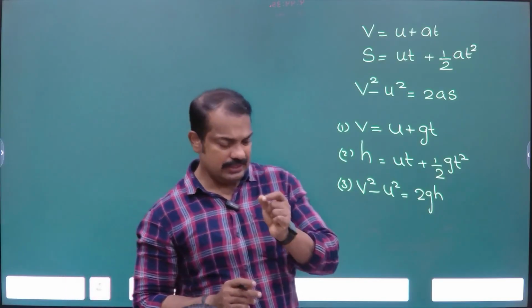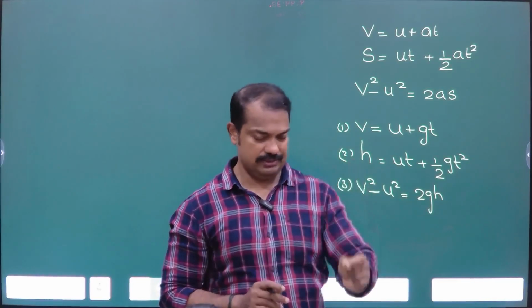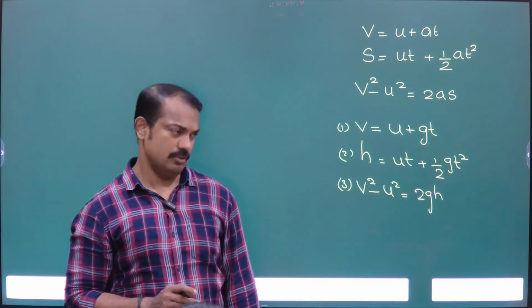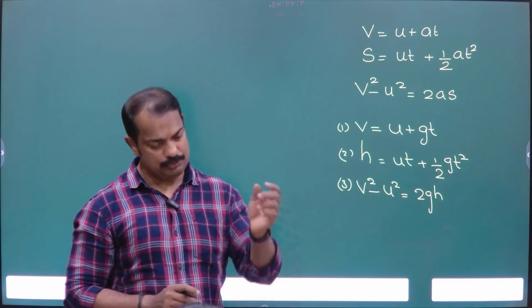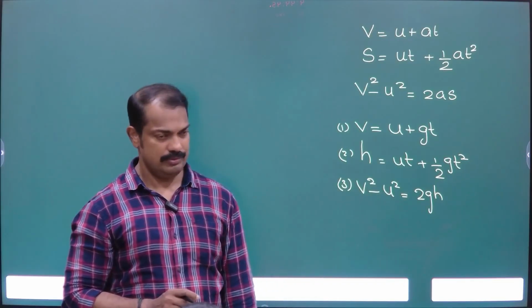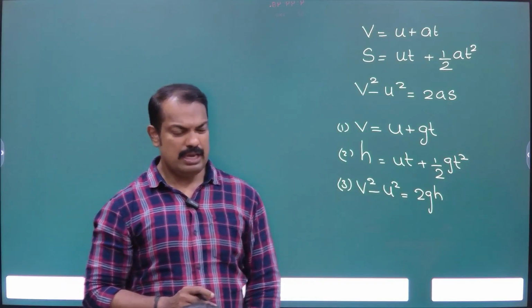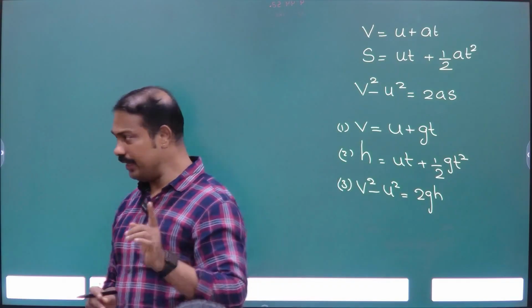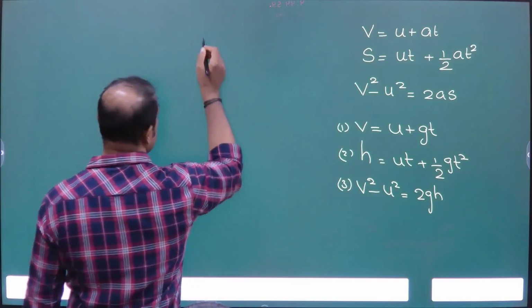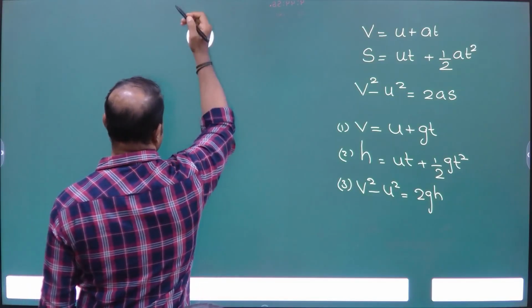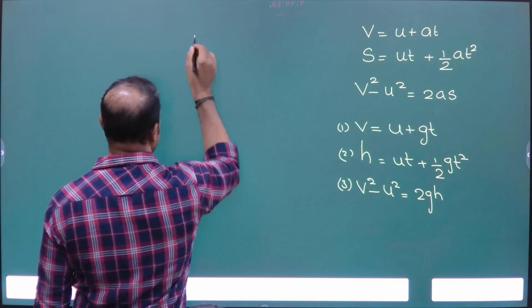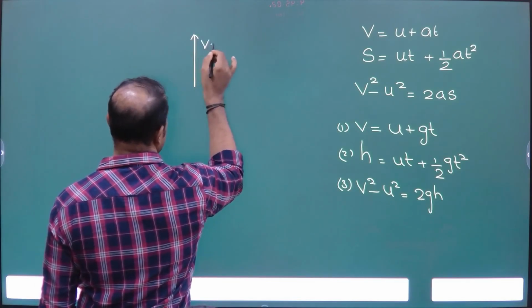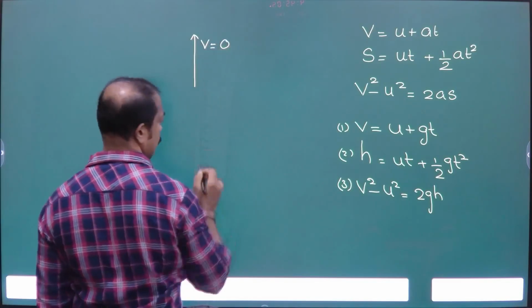If an object starts from rest, means U equal to 0, comes to rest. Same way, if an object is thrown upward, in this case, at the highest position, V is equal to 0.